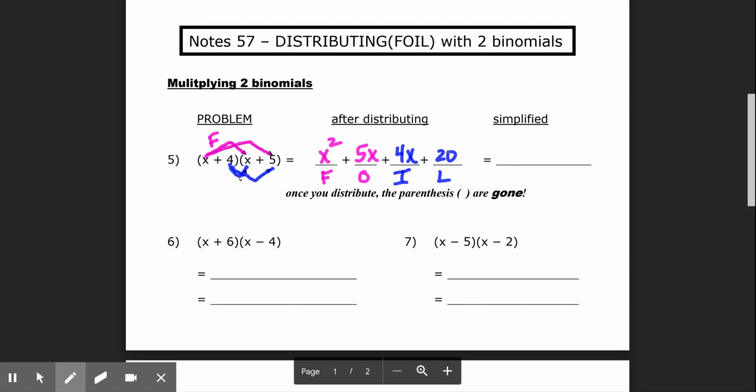So the final answer would be x squared. You combine the OI terms right here. So 5x plus 4x is 9x. And then plus 20.